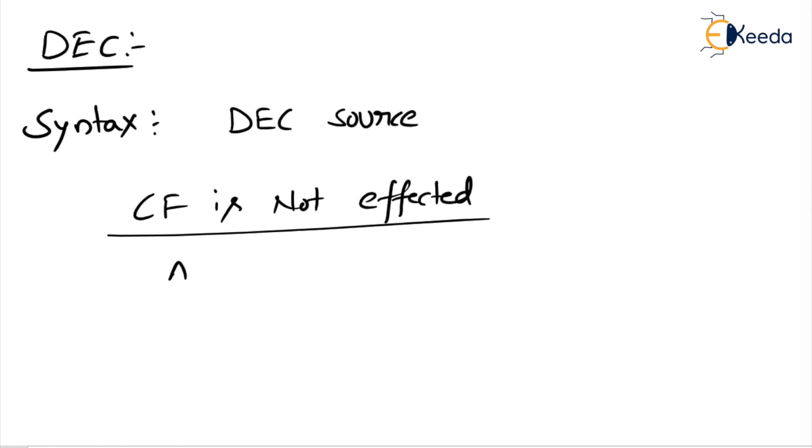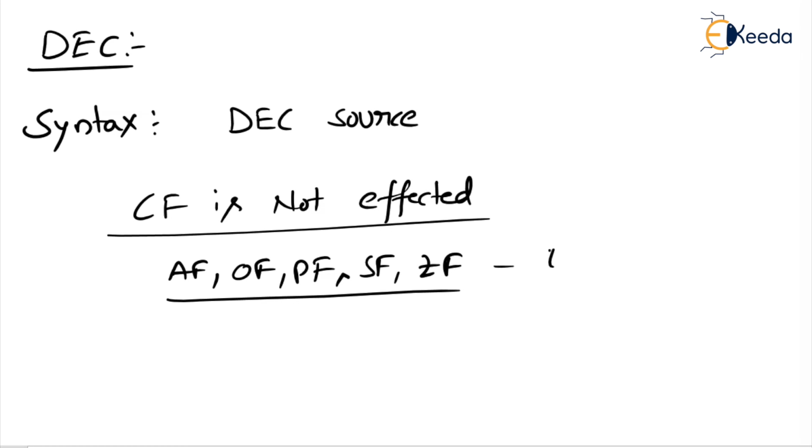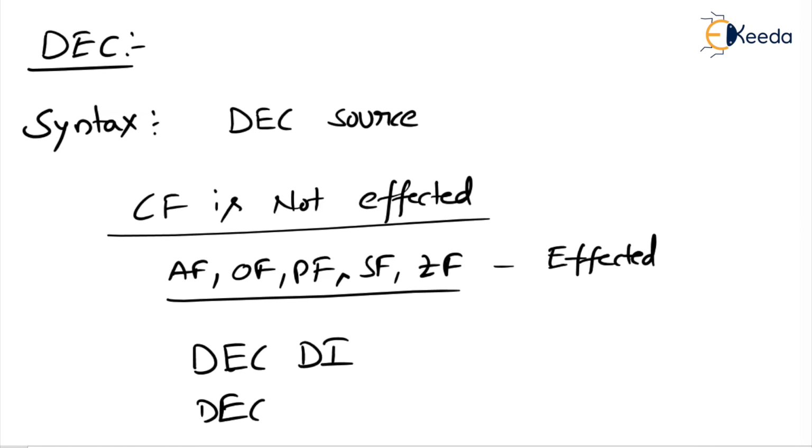Which flags will be affected? Same as in subtract: auxiliary flag, overflow flag, parity flag, sign flag and zero flag. These flags will be affected. So what is the syntax? Same: decrement DI or decrement SI.